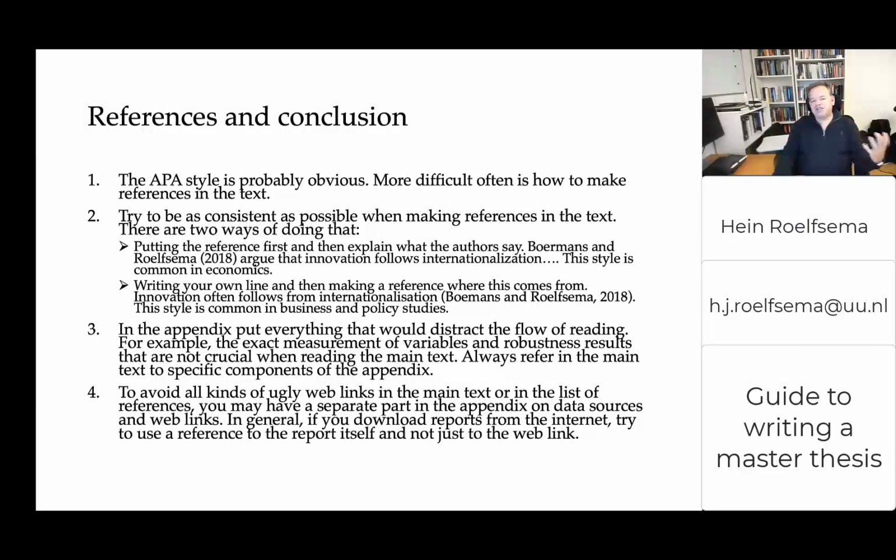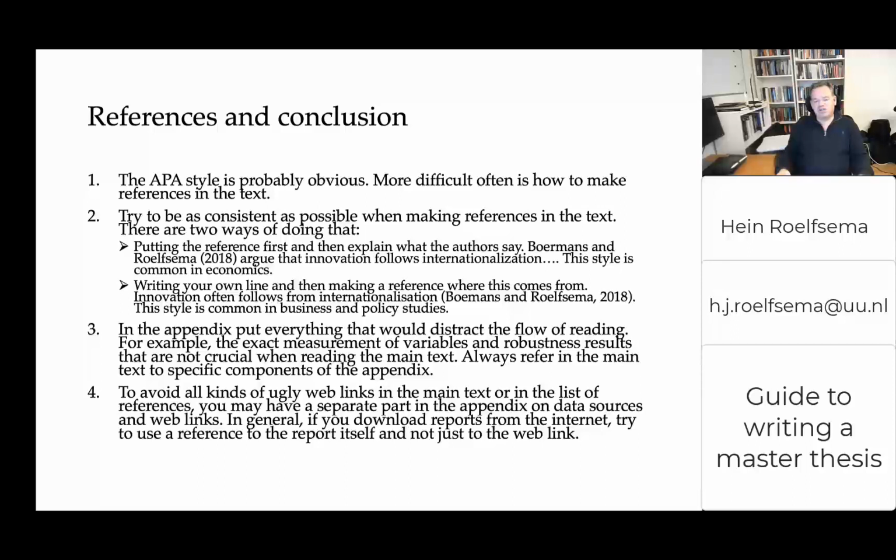But there are two kinds of referencing strategies. And the first is that with using a reference, you first put the reference itself. So there are two ways of doing that. First is that you put the authors first. So Boermans and Roelfsema 2018 argue that innovation follows internationalization. This is a kind of referencing style which you see often in economics. So you put the reference first.